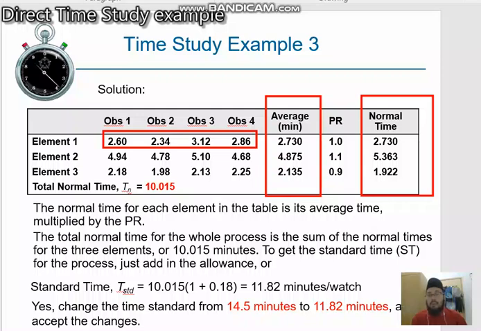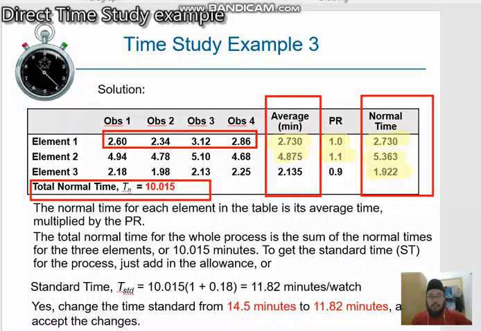From element 1, for example, the average time is 2.73 times 1, so the normal time is 2.73. For element 2, 4.875 times 1.1, the normal time for element 2 is 5.363. Followed by the normal time for element 3, 1.922. And from here, we total the normal time for the task. The total normal time is 10.015 minutes.